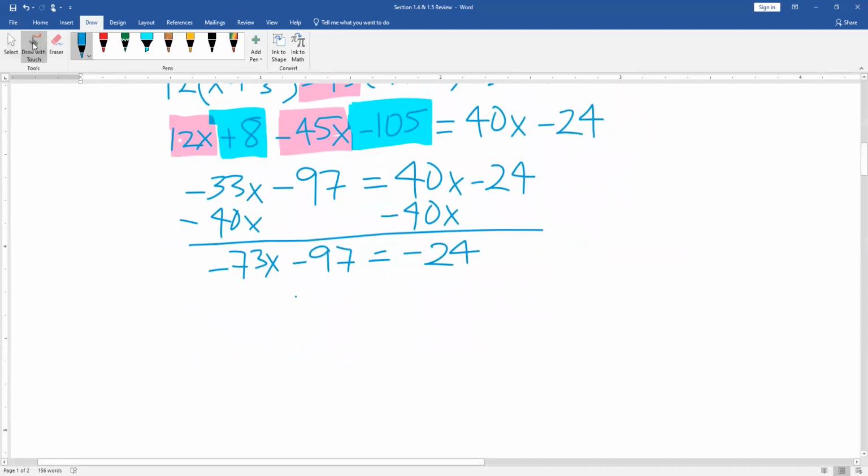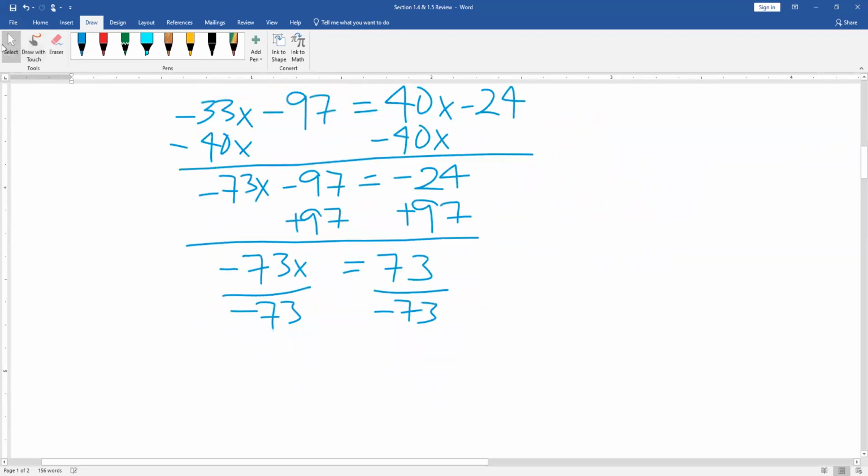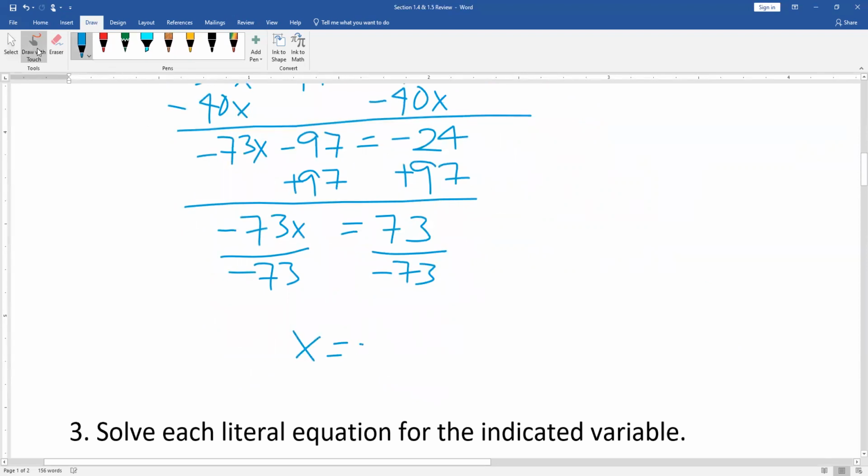All right, so now I add 97 to both sides. And these are unlike, so we are subtracting and our answer is going to be positive because the 97 is the larger value. So we have negative 73x, and when we do the math here, we discover that this equals a positive 73. 7 take away 4 is 3, 9 take away 2 is 7, yep. And so we divide both sides by negative 73, and we end up with x equals -1.